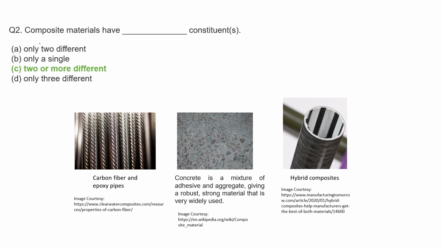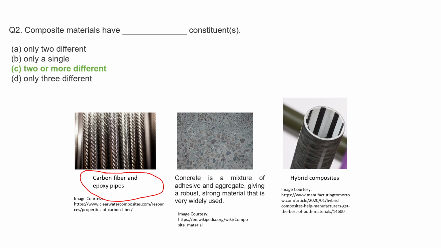Next question is, composite materials have dash constituents. Option A, only two different constituents; option B, only a single; option C, two or more different; or option D, only three different. As the definition of composite says that it constitutes two or more phases, two or more components make a composite. Anything above two makes a composite. As you can see here, there are some examples. The first one is a carbon fiber and epoxy pipe.